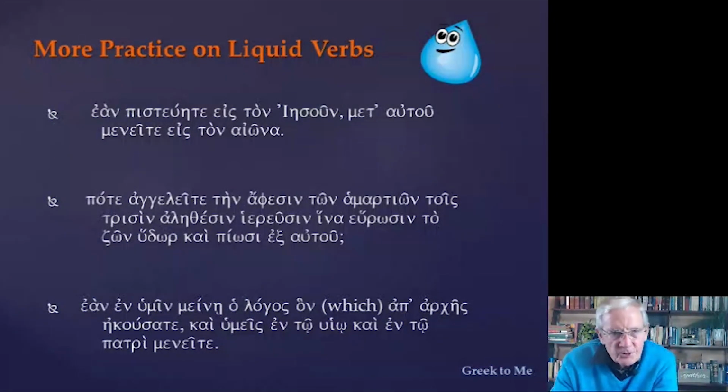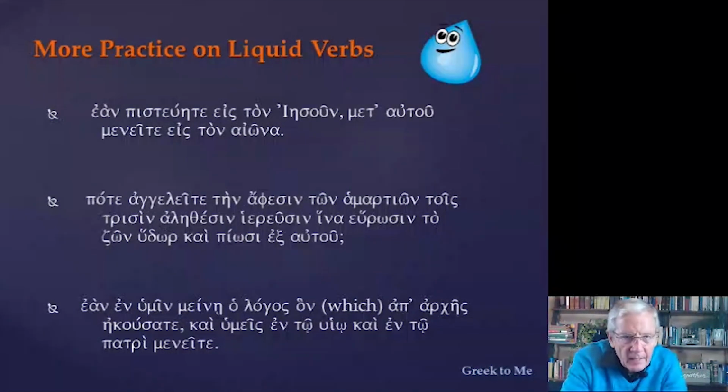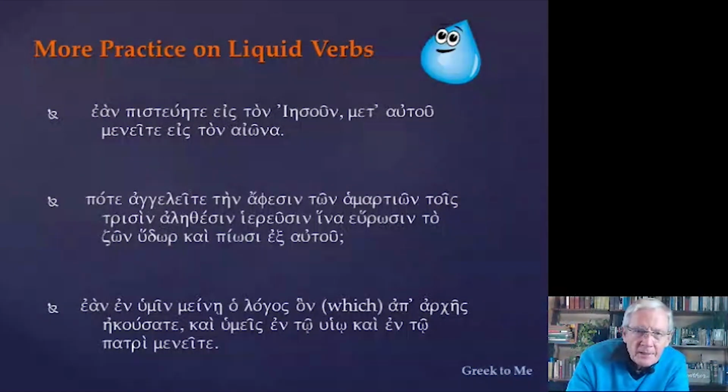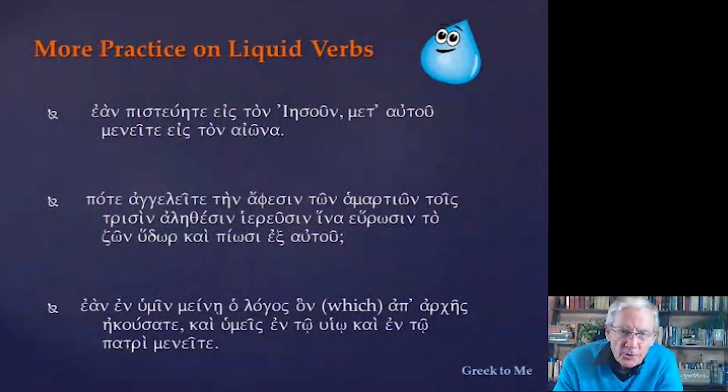The second one is a question. Pote, when will you announce? Angeleite, future, active, indicative, second person plural. So when will you announce the forgiveness of sins to the 3 true priests in order that they might find, heurosin, that's a second aorist, active, subjunctive, third person plural.